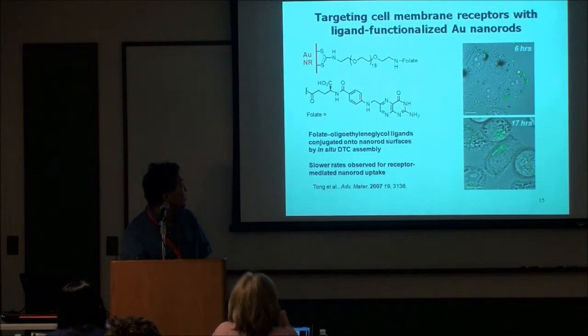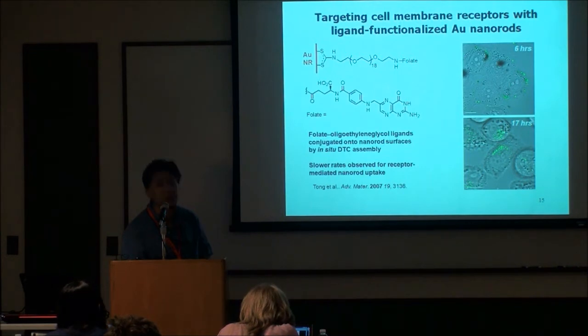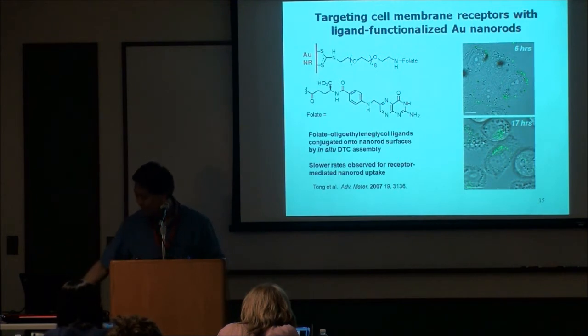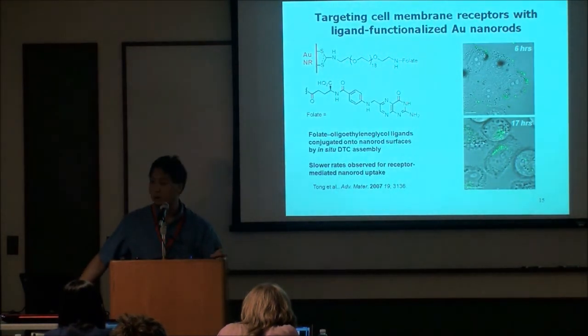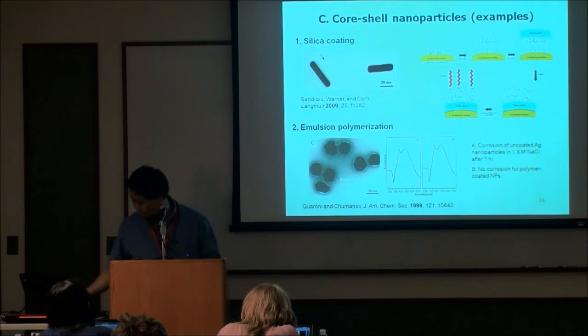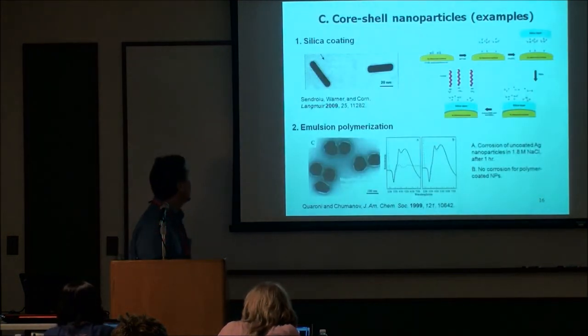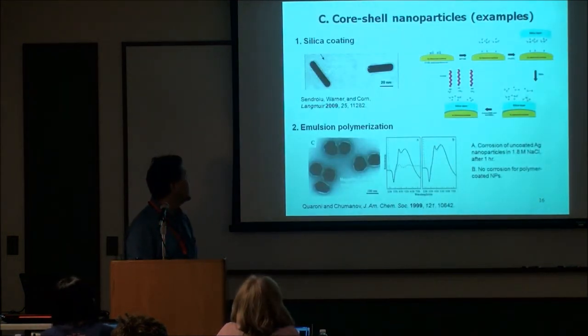And here's a picture of cancer cells that overexpress the folate receptor. And here you can see the nanoparticles. This is a technique I'll talk about later known as TPL. But you can see the nanoparticles accumulating on the surface of the cell after a few hours. Okay, so the surface functionalization, of course, is an essential step in terms of being able to provide specificity for targeting your nanoparticles. Okay, I'm going to just pass through these quickly now.